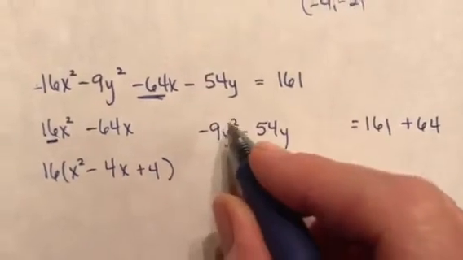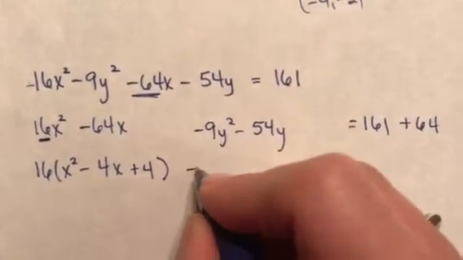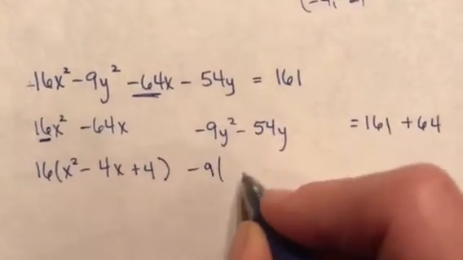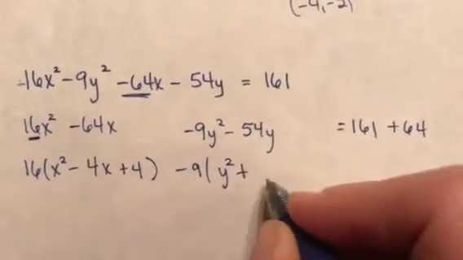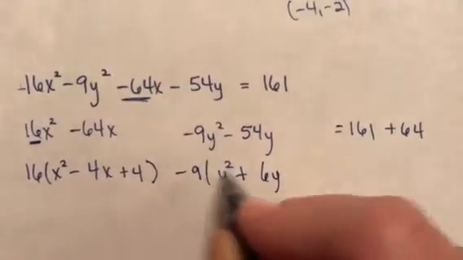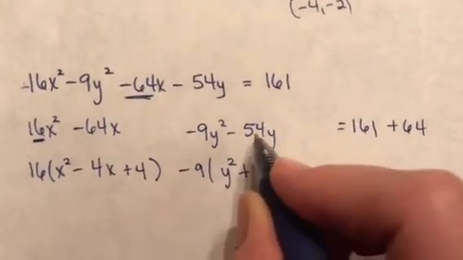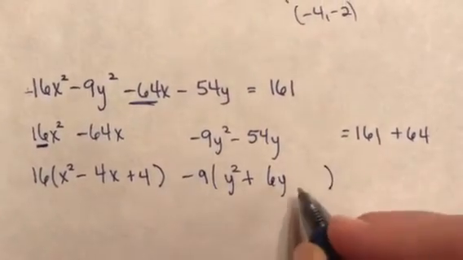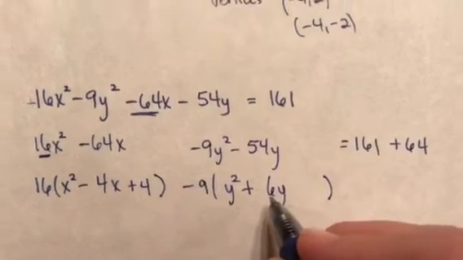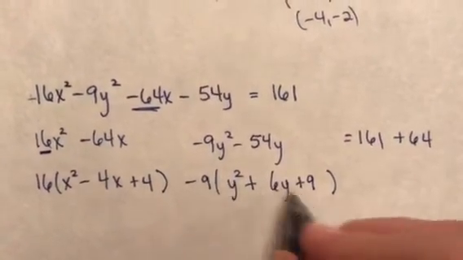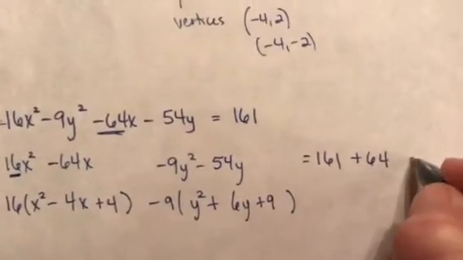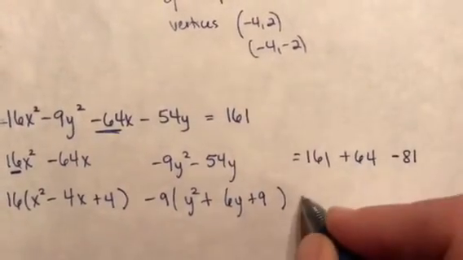I'm going to do the same thing here. This is what's tricky, because now I'm pulling out a negative 9. So you've got to be really careful here with your signs. But negative 9 will go into negative 54 6 times. And just double check, if we multiply that back in there, do you get the same thing? Here's where you add your magic value. Half of 6 is 3. You square it, you get 9. That gives me a negative 81. So I've got to make sure I put a negative 81 on this side.